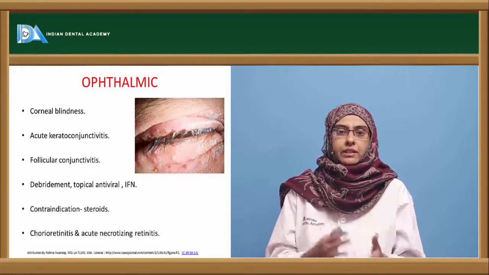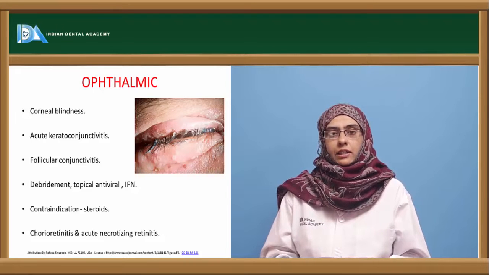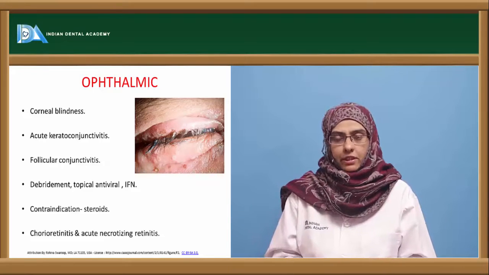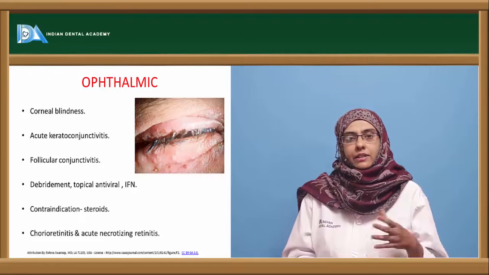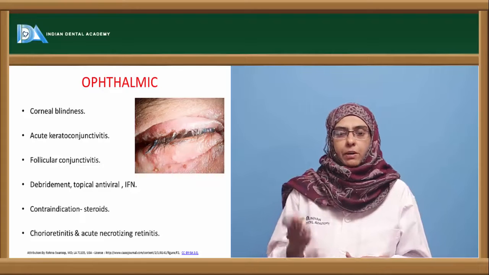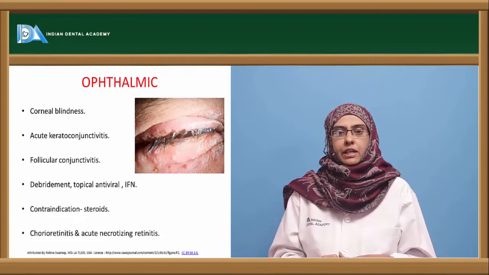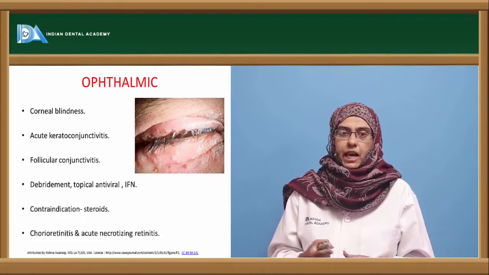So there are two factors that are responsible for the manifestation of acute keratoconjunctivitis. Next we have follicular conjunctivitis, where the vesicles are usually produced at the upper part of the lid, which can be treated with the help of topical application of antiviral agents.